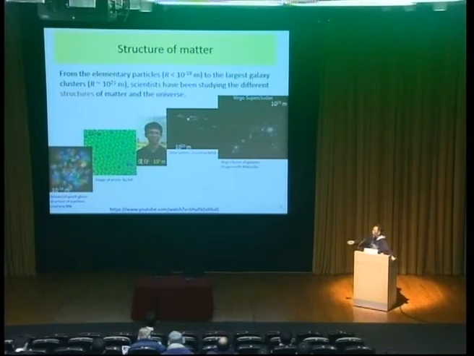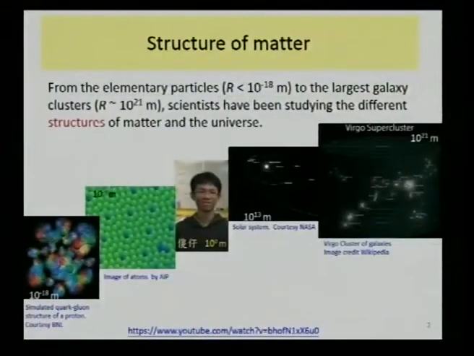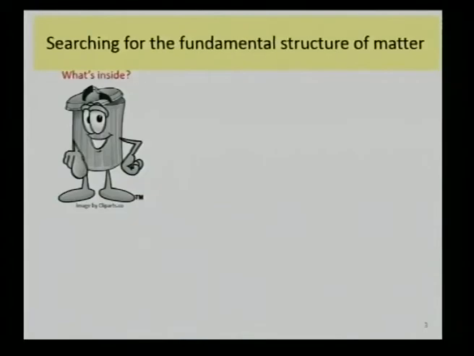So all the way from 10 to the minus 18 meter to 10 to the 21 meter, we already have tools to study. And we believe that we pretty much know something about all the length scales between the very small and the very large. We believe that we understand some of the rules, how it works. How come we have atoms? How come the quarks get together to form the protons? Or how the matter comes together to form stars, form galaxies, form galaxy clusters, and so on. So today, the theme of our talk is to introduce to you some of the methods, how scientists have been doing this, how we have been studying all these structures, as well as some of the more important results.